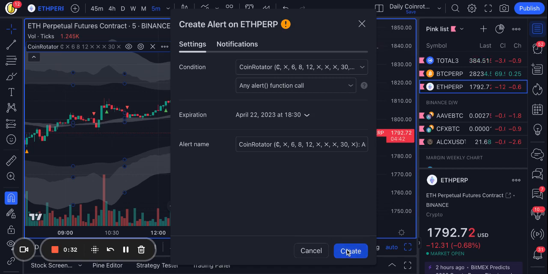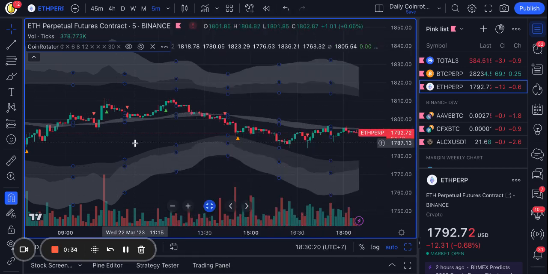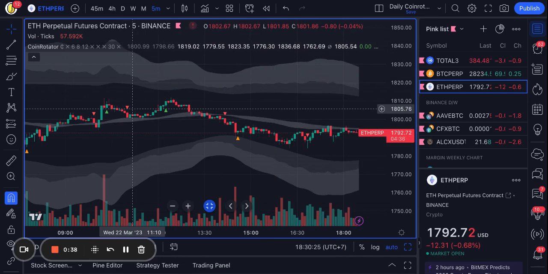You click create, and now this will create alerts for the time frame that the indicator is on. So in this case, we have it on the 5-minute Ethereum market. And every time there is a triangle, so there are three conditions for a triangle. There's an open long, there's an open sell or open short, and there's a close. That would be the orange triangle. The alert will pop up for each of those.